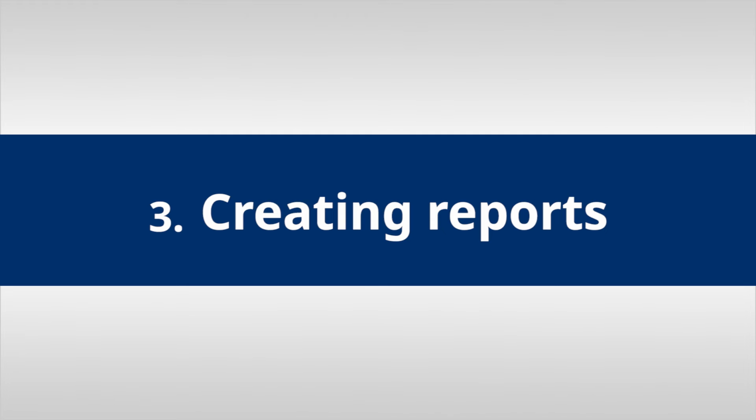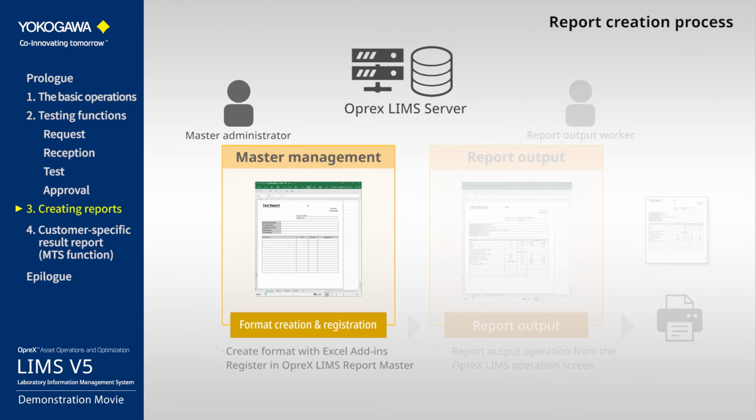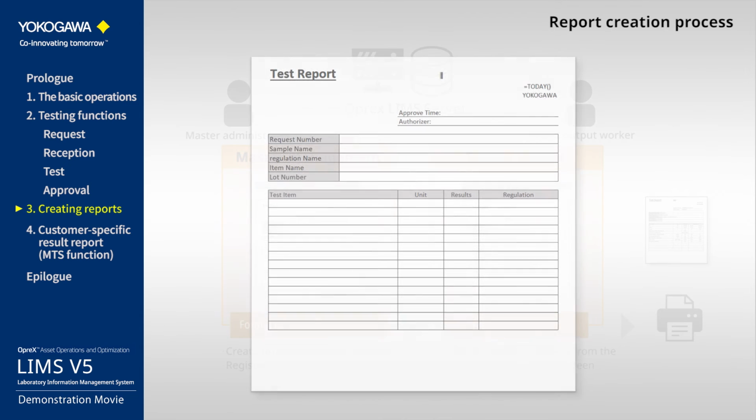Creating reports. This is an overview of the OpreX LIMS report creation process. First, the Master Data Administrator creates a report format in Excel and registers it to OpreX LIMS Master Database for use in report creation. Let's look at the report creation functions while creating an actual report format.